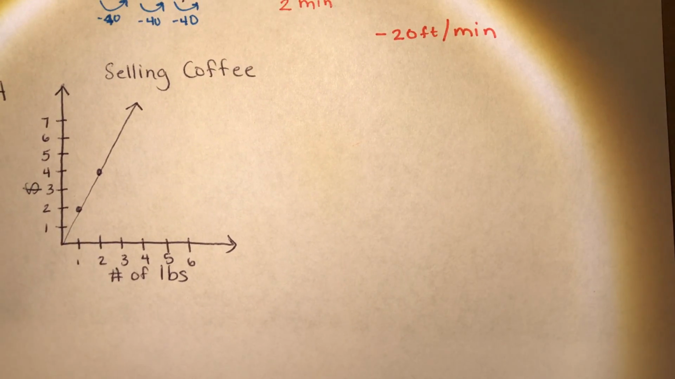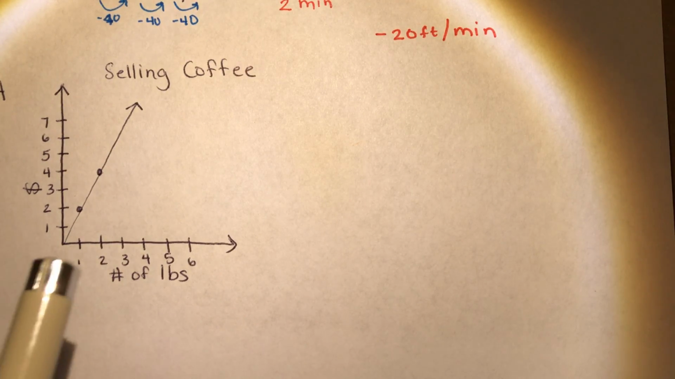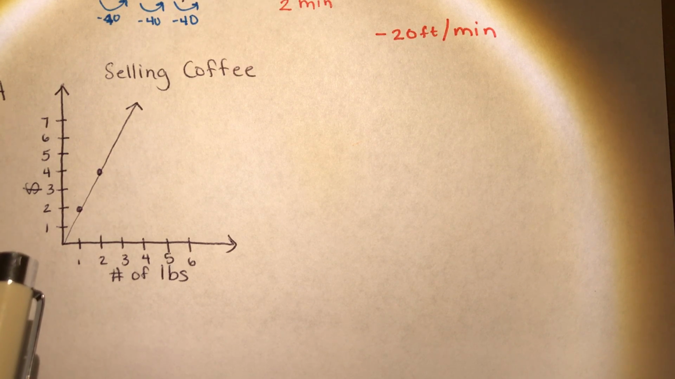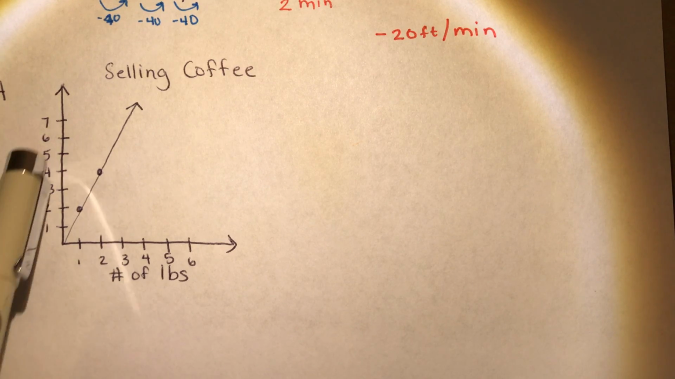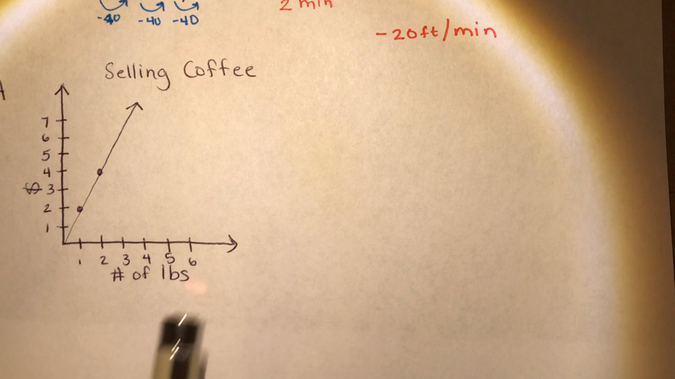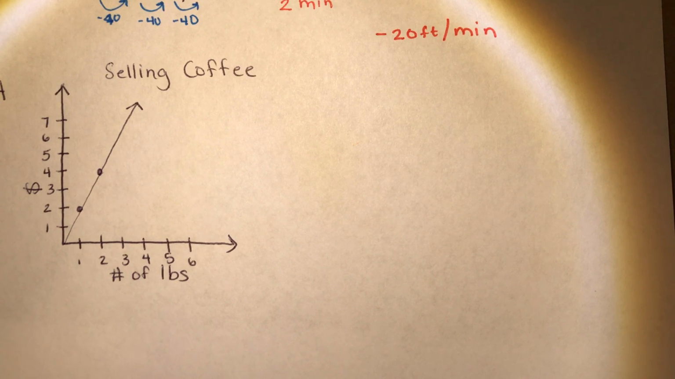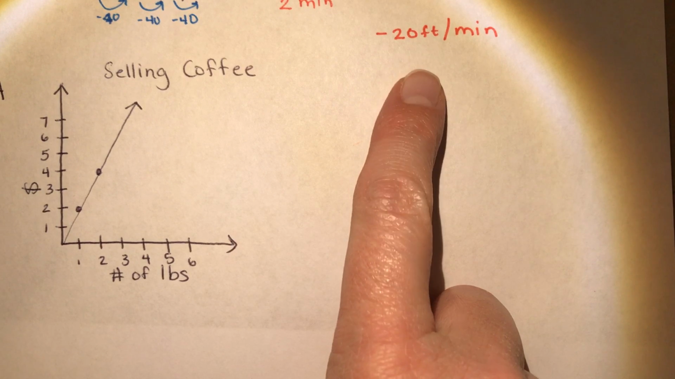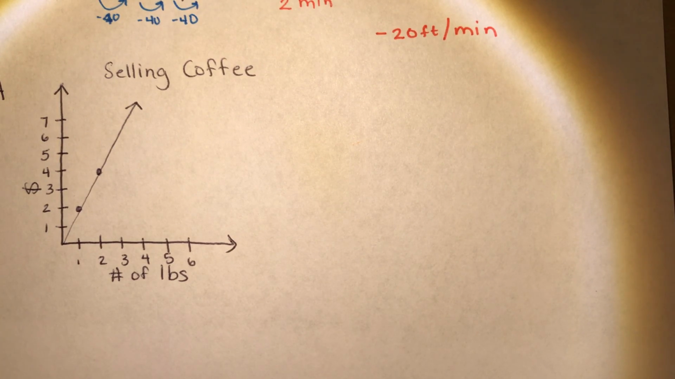Number 4, we haven't worked on this one quite yet. They're selling coffee. I believe this is the amount of money or total sales here, and this is the number of pounds here. The directions for this one say find the constant rate of change for each linear function and interpret its meaning. So not only will we have to find a constant rate of change like this, but we also have to write a sentence.